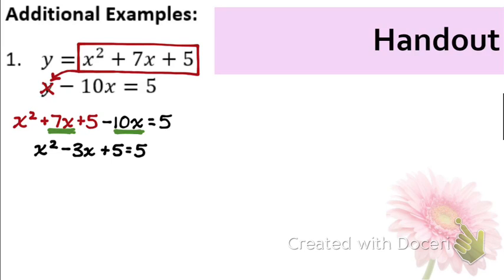What should I do after that? Make it equal to 0. How do I make it equal to 0? Minus 5 on both sides. So it cancels here and gives me a 0, but it also cancels here. So I have x squared minus 3x equals 0. What do I look for next?